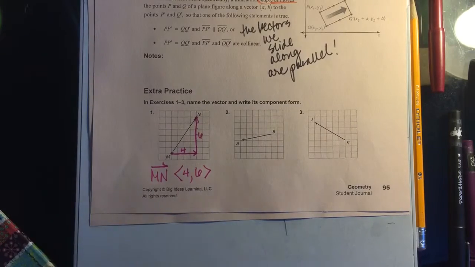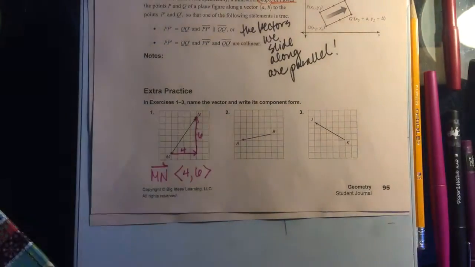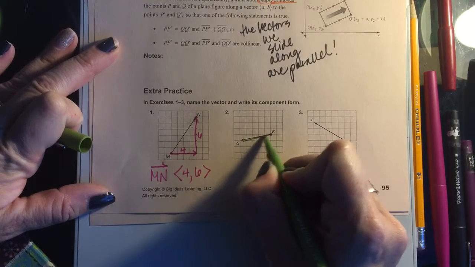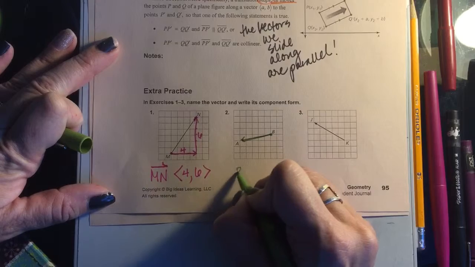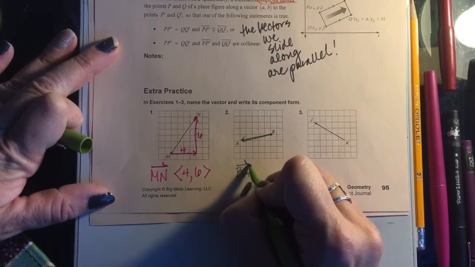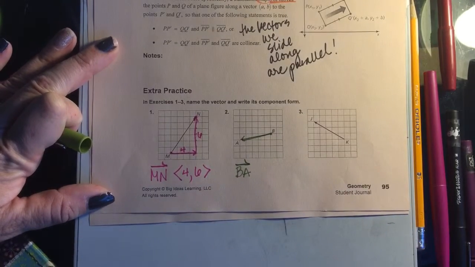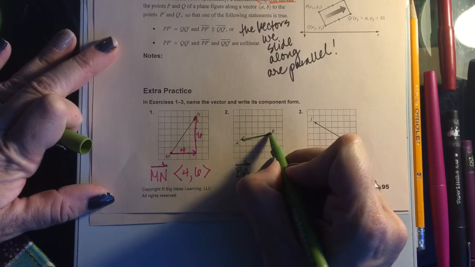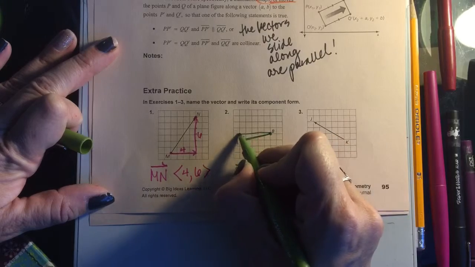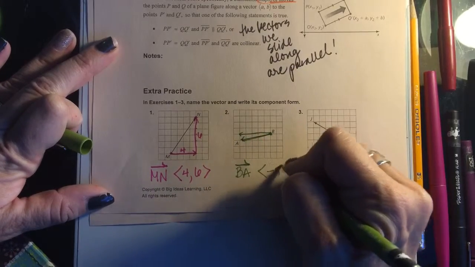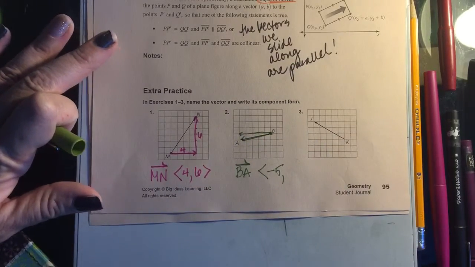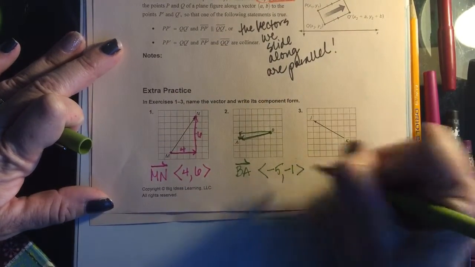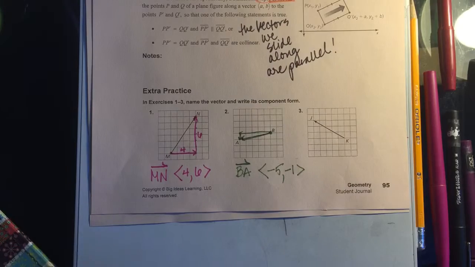Now my vector for number 2, my initial point is B. The arrow shows the direction I'm going. So my vector for 2, I'd name it as B to A with my vector notation over the top. And then my component form, to get from B to A, I'm going to have to go left 5 units first. I'd represent left 5 as a negative 5. And then I'd have to go down 1 unit, so the component form would be negative 5, negative 1.